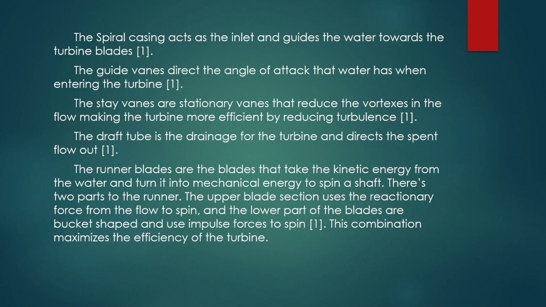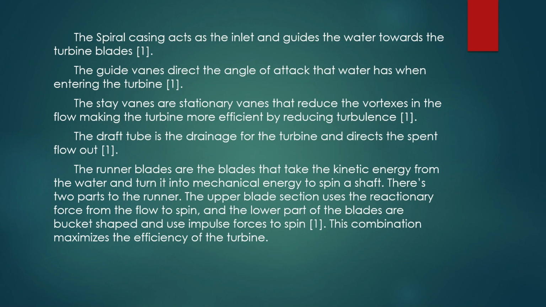Stationary vanes reduce vortexes in the water, so it kind of just makes it less turbulent. So when the water hits the runner blades, it's not turbulent, and it hits it more straight on in a more laminar manner. The draft tube is the drainage. It's the exit below the runner. That's where the water drips out after it's been used and spent.